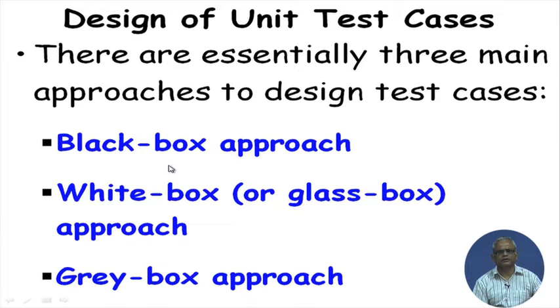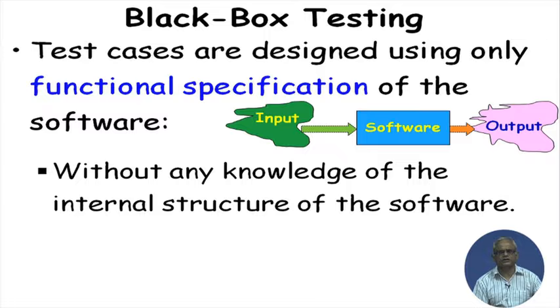So, in black box, we just look at the input output behavior and come up with the test case. In white box, we look at the code and based on the source code, we design the test cases. In gray box, we do not look at the input output specification, neither the code as in white box, we just look at the design of the unit and based on that we come up with the test cases. First, let us look at the black box approach.